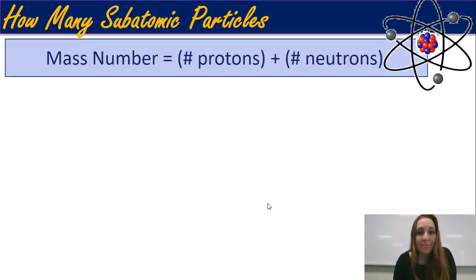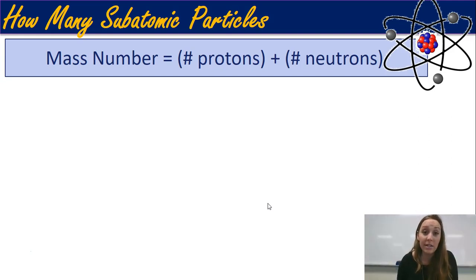Mass number equals the number of protons plus the number of neutrons. This is saying how many things are in my nucleus. The things in the nucleus, your nucleons, are your protons and neutrons. Those are your biggest "subatomic particles." I use quotes here because we're talking about really, really, unbelievably small things. Out of your unbelievably small things, protons and neutrons are the biggest of the small things.